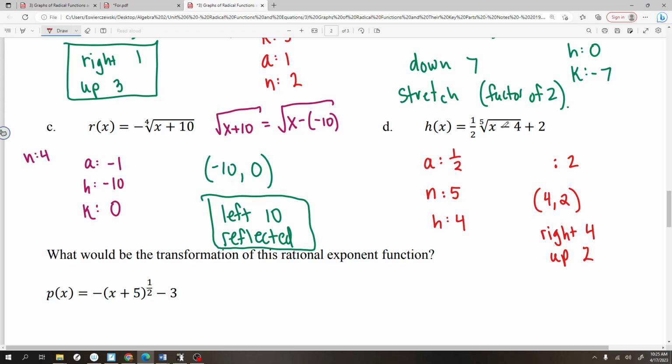Wait. Yeah, this should be a K. Thank you. Whoops. Nobody caught that except for Yesenia and Diana. Both of them. And now it is going to be a shrink by a factor of 2. Yay!